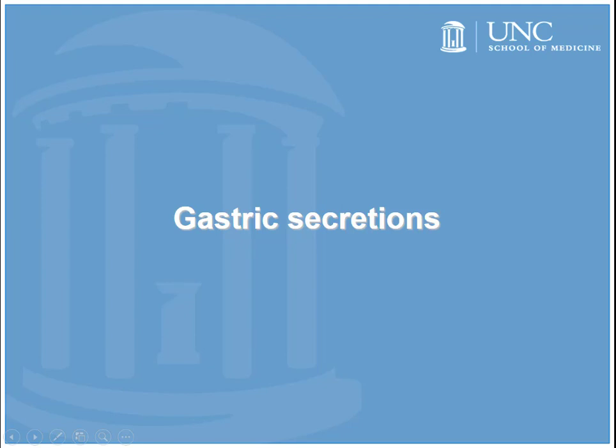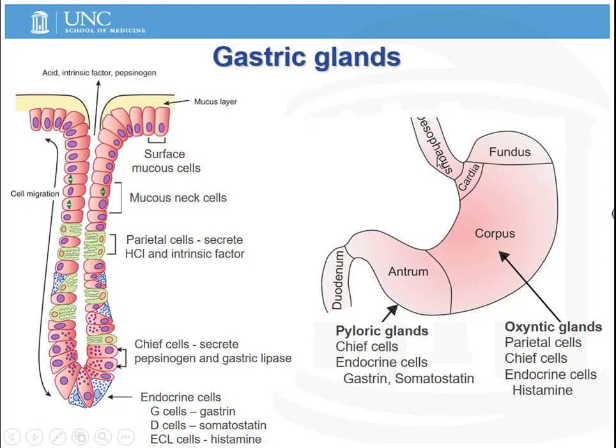Gastric secretions include acid, mucus, pepsin, and other regulatory factors. Gastric glands are tubular invaginations that are lined by a single layer of epithelial cells that extend into the gastric mucosa. They empty their products into the gastric pits and from there into the lumen of the stomach.